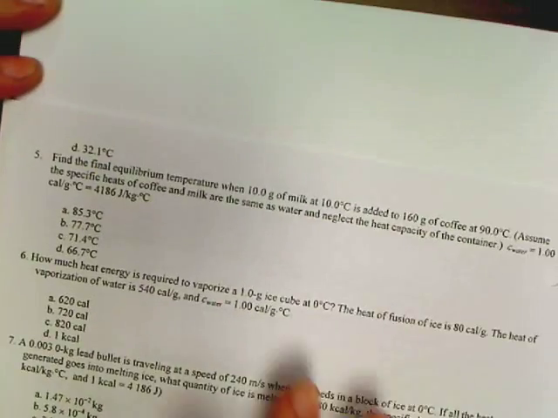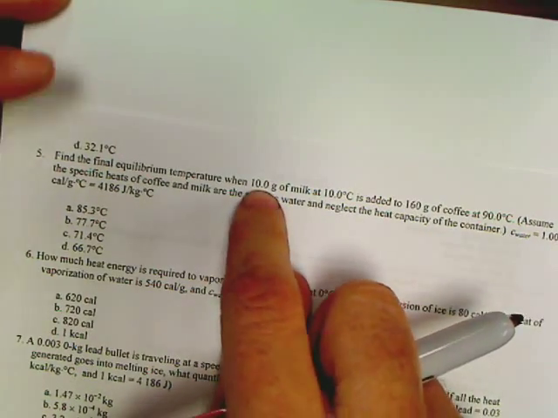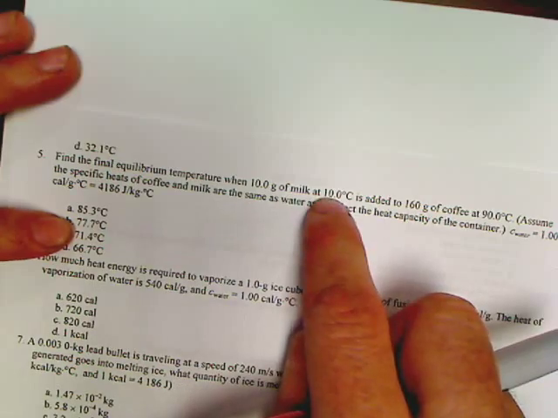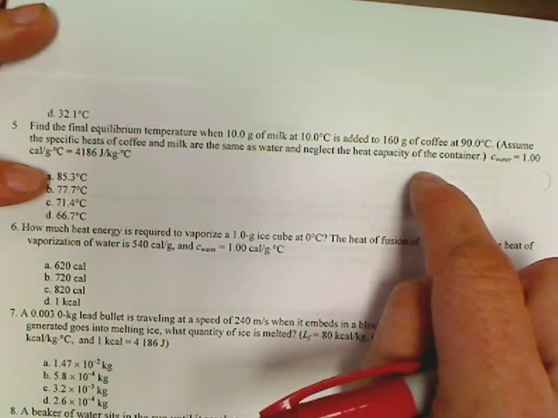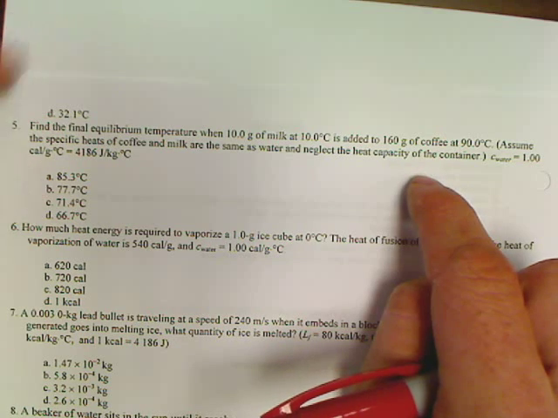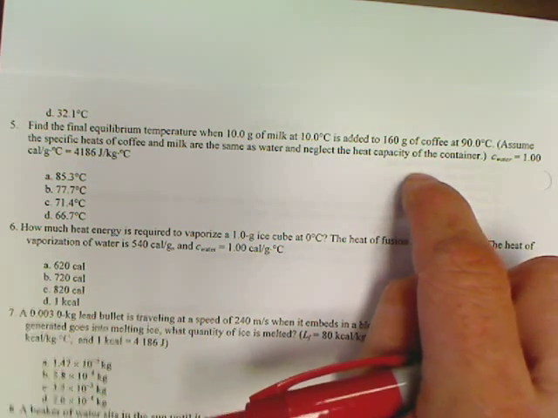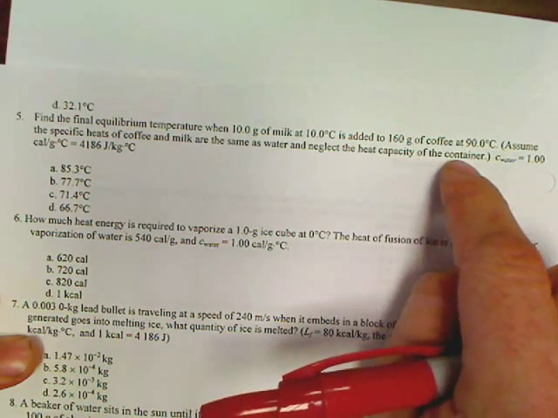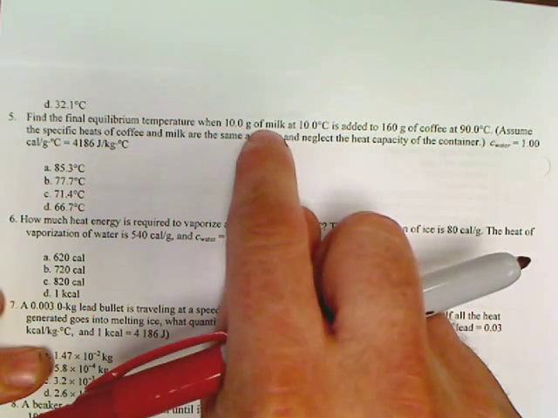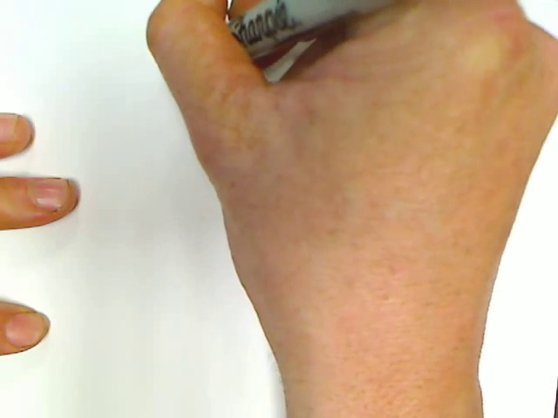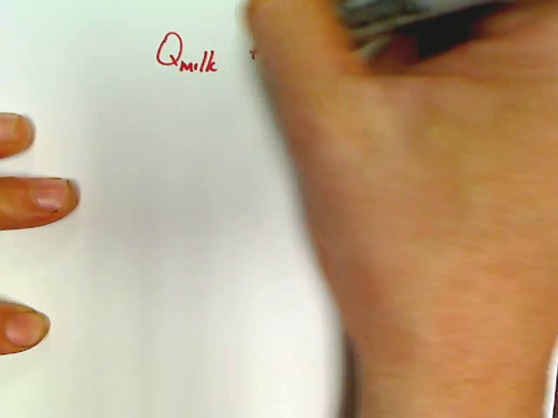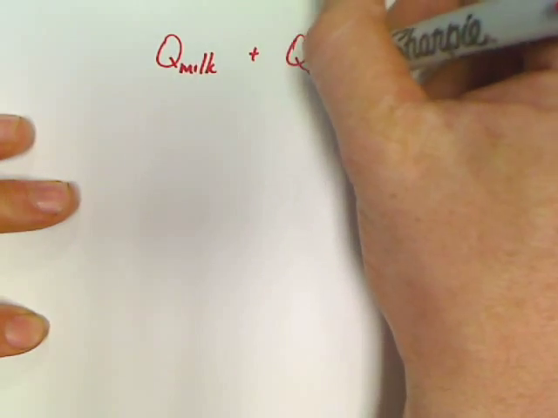All right, number 5. We've got 10 grams of milk, not ice, just milk, and it's added to some coffee. And let's see. Oh, this is nice. It says neglect the heat capacity of the container. So all someone's doing is taking milk and pouring it in the coffee. So we got 2 Q's. We've got a Q for the milk plus a Q for the coffee.